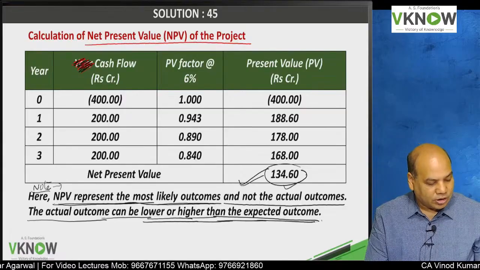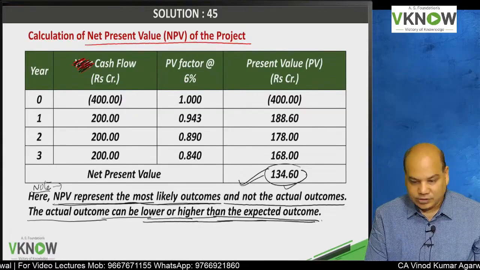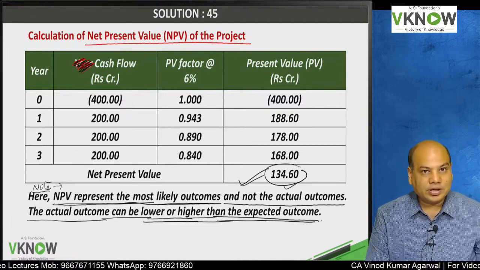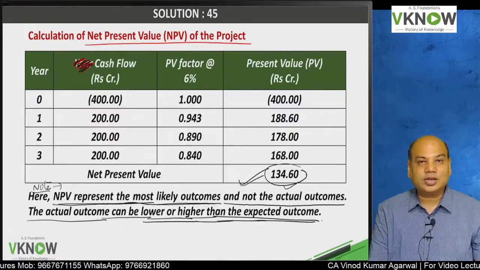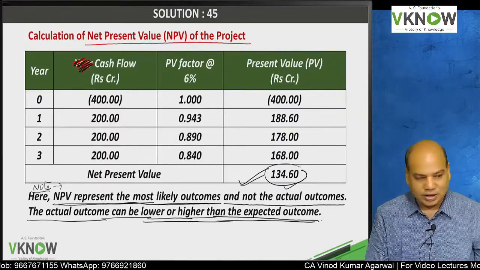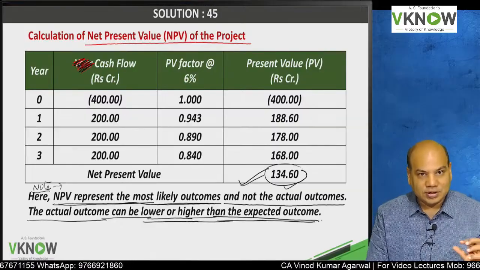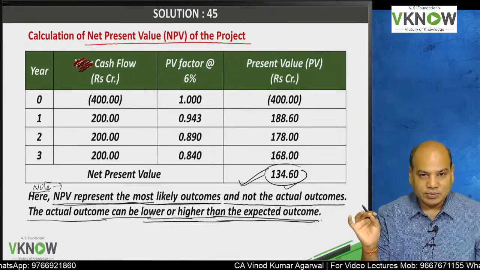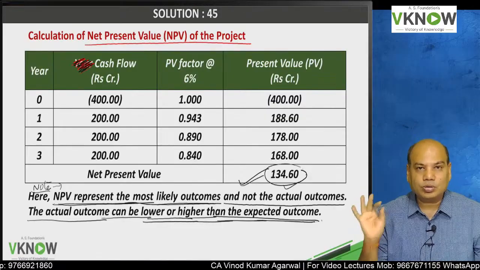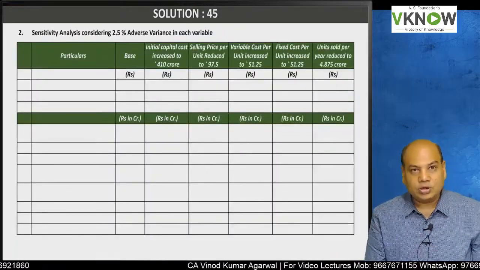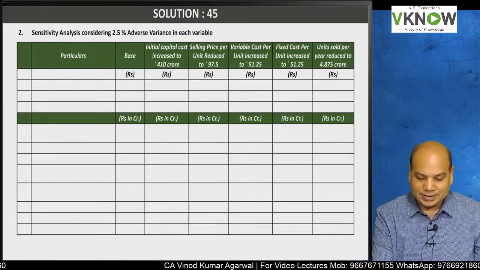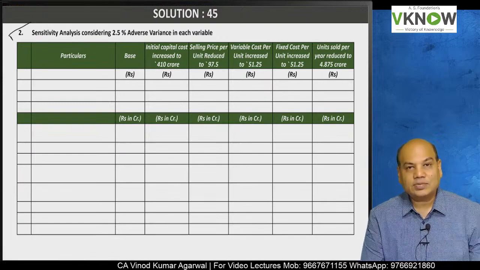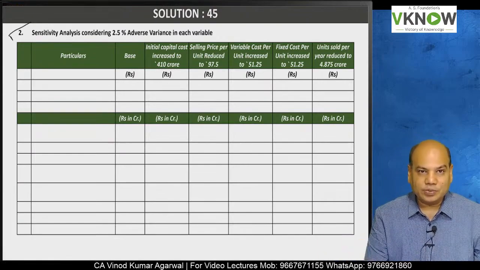Adversely means in case of initial capital cost, it may increase. In case of sales quantity, it may decrease. In case of selling price, it can decrease. In case of variable cost, it can increase. In case of fixed cost, it can increase. So if the variables change adversely, how will my NPV be affected, and which of these is going to affect NPV more? You have to write in the notebook so that you can practice. Practice is very important for the exam. Reading the answer will not help you. Solving it will help you.